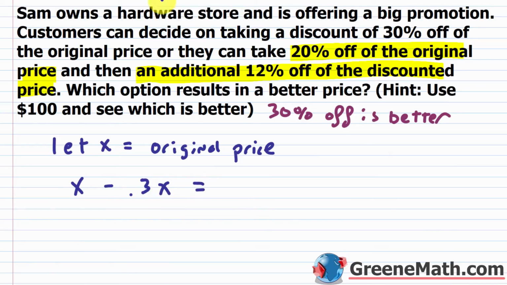This would be equal to, again, this is a coefficient of 1, so 1 minus 0.3 is 0.7. So this is 0.7x, so 0.7 multiplied by whatever the amount is. Again, in the earlier example, we used 100, so that's how we got 70. So this is what we're going to pay.